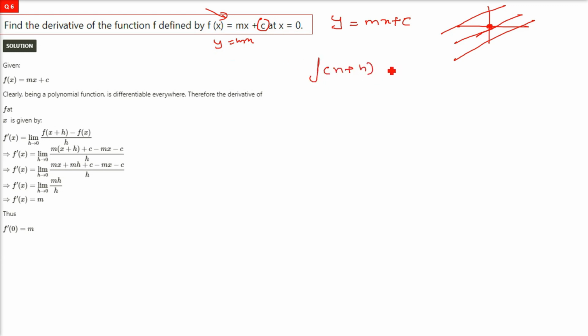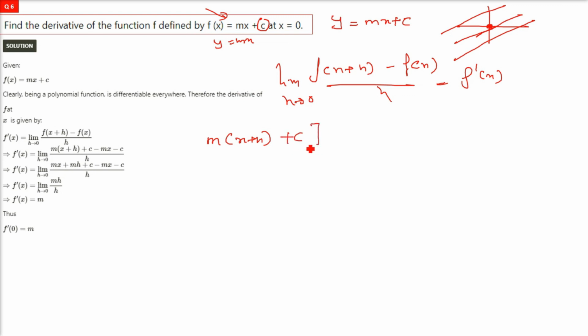f(x + h) minus f(x) divided by h. Same thing we are going to do, limit h tends to 0. The procedure remains the same. This is going to be f dash x. Let us see whether it comes to m or not. So m into (x + h) + c, this is our first term. Write the f(x) term, which is mx + c, and just open it first, then we'll divide by h later on. And limit h tends to 0 is also there.